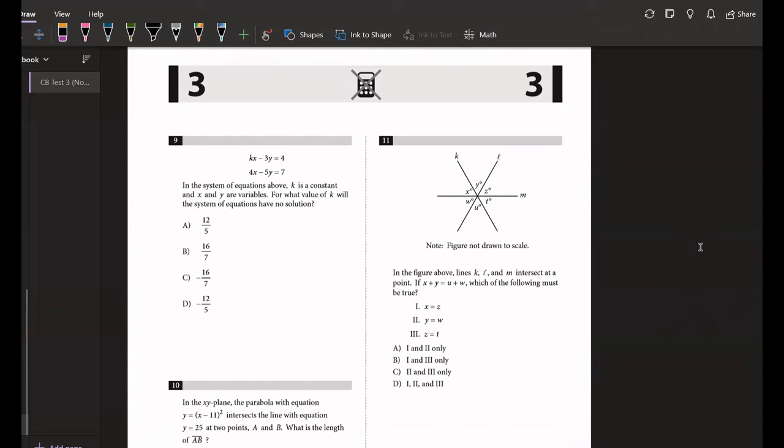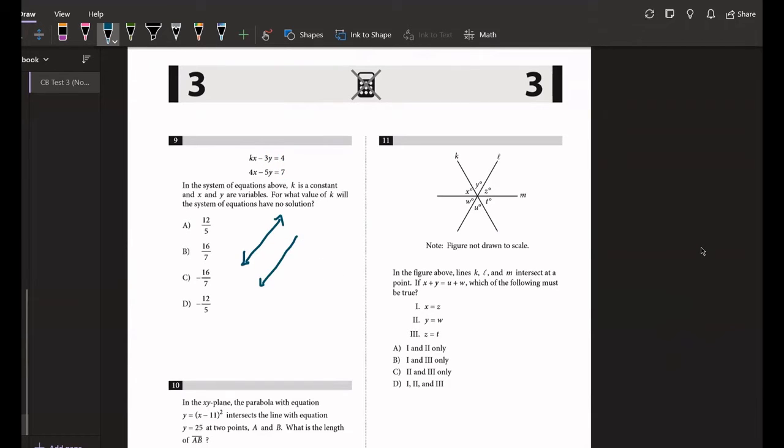System of equations above. K is a constant, x and y are variables. For what value of k will the system of equations have no solution? If the system of equations has no solution, the two lines must be parallel. In order for two lines to be parallel, the coefficients of x and y must be the same, but the constant term has to be different, right? So these values can be different, but these values must be the same, right?